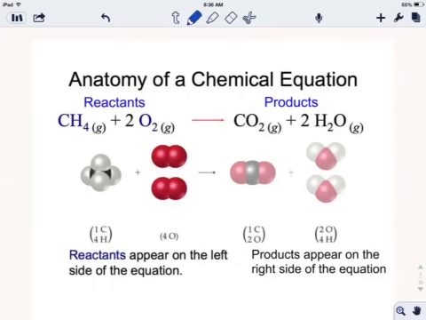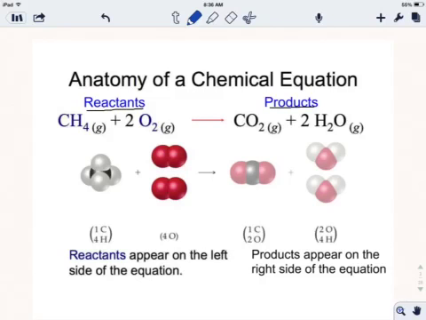This is a short video about balancing reactions. Now we've talked some about reactions already, where we have our reactants that are on the left-hand side of an equation and the products are on the right-hand side of an equation. We always start out with our reactants in a chemical reaction and we end up with our products.